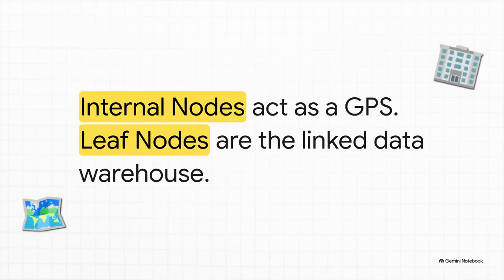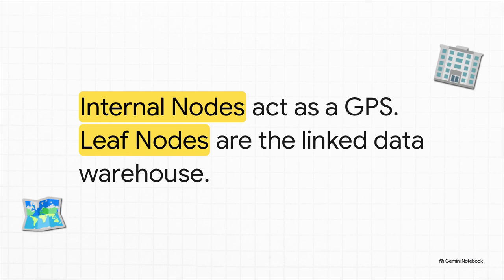It helps to think of the B+ tree in two distinct parts. The upper levels are the internal nodes. You can think of these strictly as a navigation GPS. They don't actually store your data. They just hold boundary keys that say, hey, values lower than 1,000, go left, values higher, go right. They just point the way.